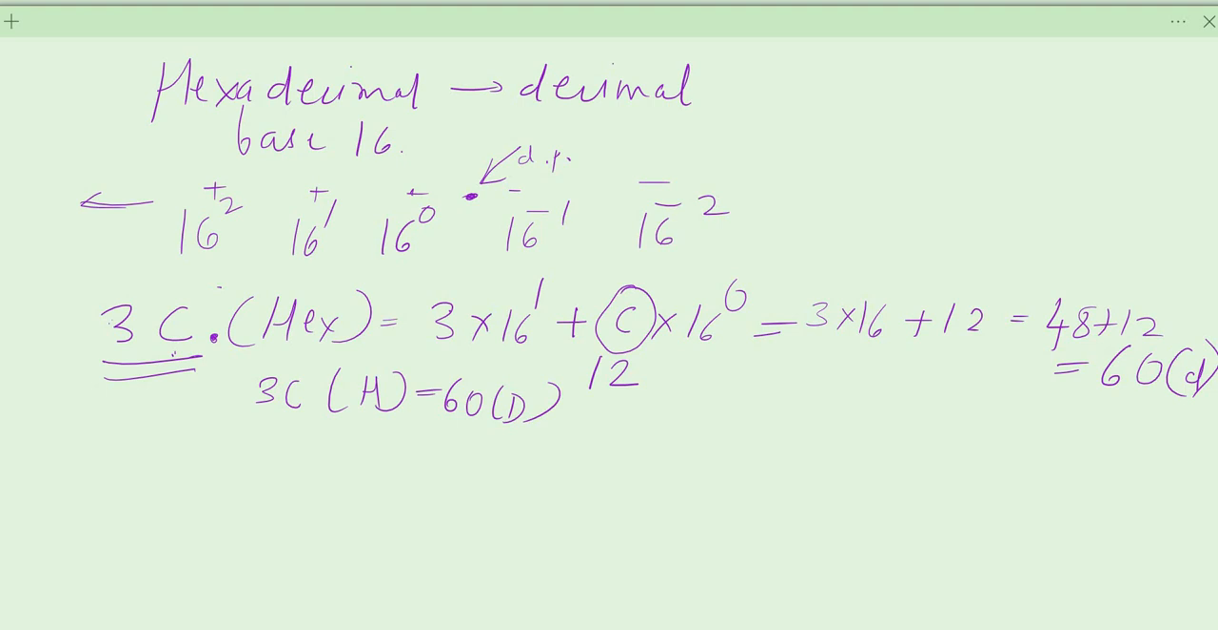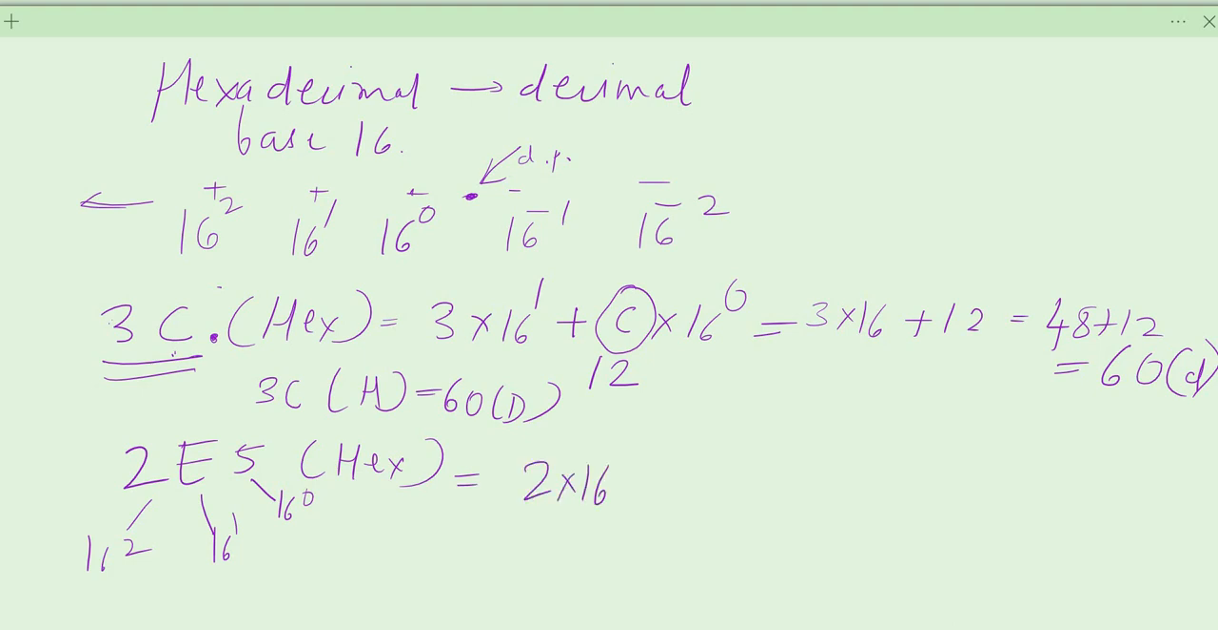Let's have another number. Suppose E5 in hex. We can have a bigger number also. Suppose 2E5 in hex. So weight of this will be 16 raised to 0. Weight of this is 16 raised to 1. 16 raised to 2. So let's expand it. 2 into 16 raised to 2, E into 16 raised to 1 plus 5 into 16 raised to 0.